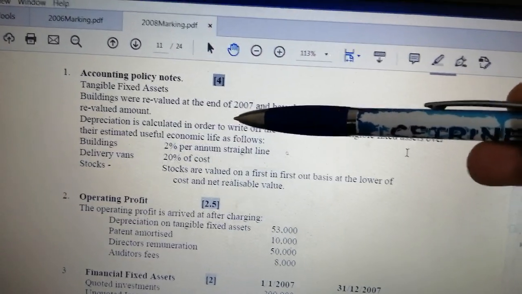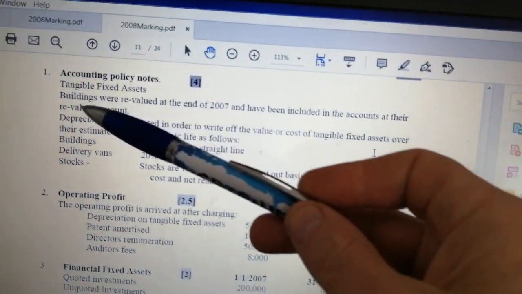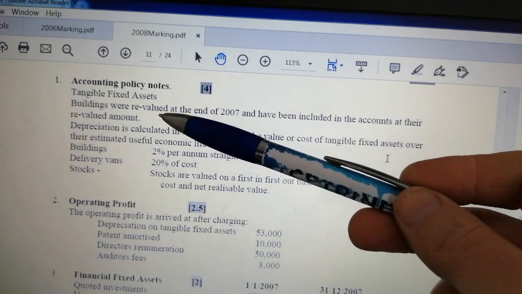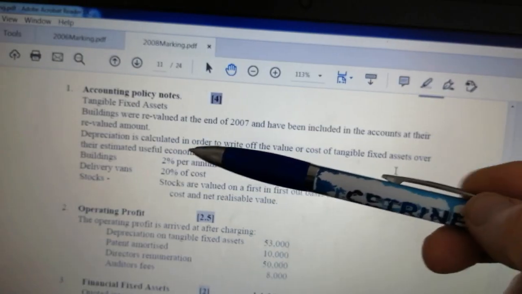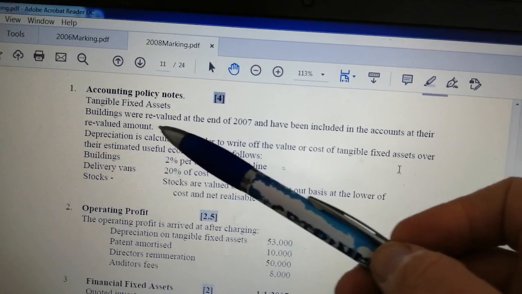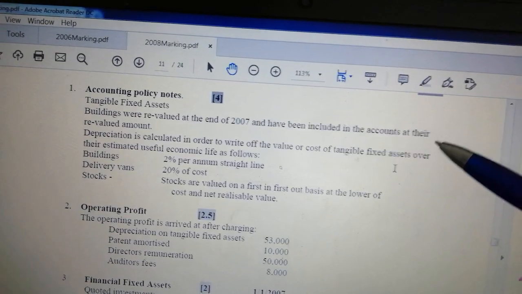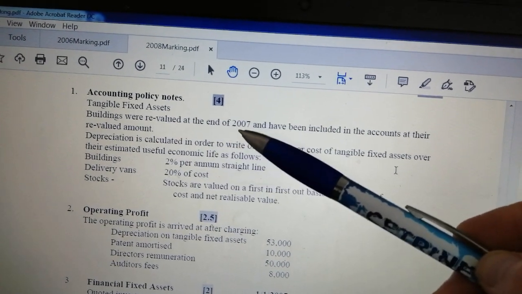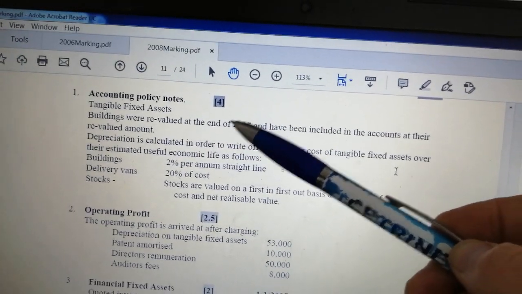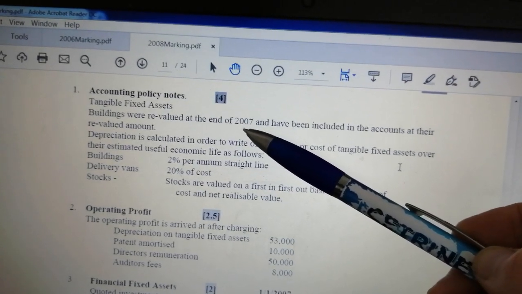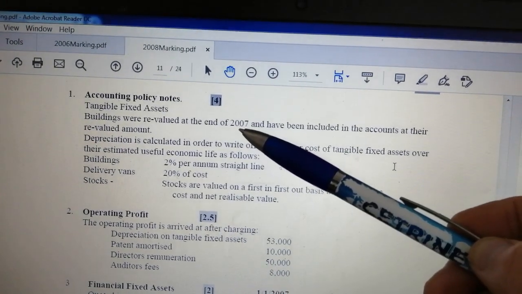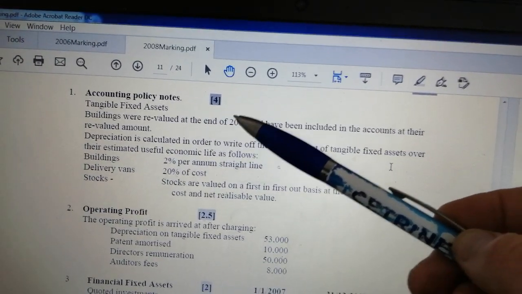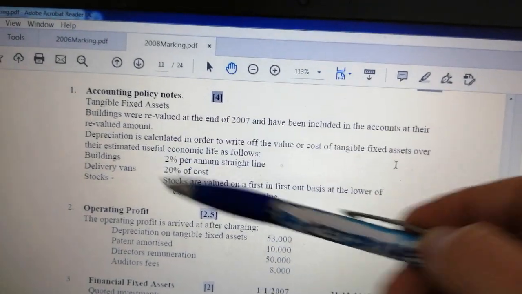This is a standard sentence that you must say, only if the buildings were revalued, but I've never come across a published accounts question where they asked you for this note and the buildings hadn't been revalued. So: buildings were revalued at the end of 2007 and have been included in the accounts at their revalued amount. You've got to learn that sentence off by heart and say it exactly as it is. The only thing you change from year to year is whatever this year is. This is for the 2008 question, so it's based on the set of accounts for the year 2007. If you were doing this question in 2019, you'd probably have 2018 written in here, but the rest of the sentence would be the same.